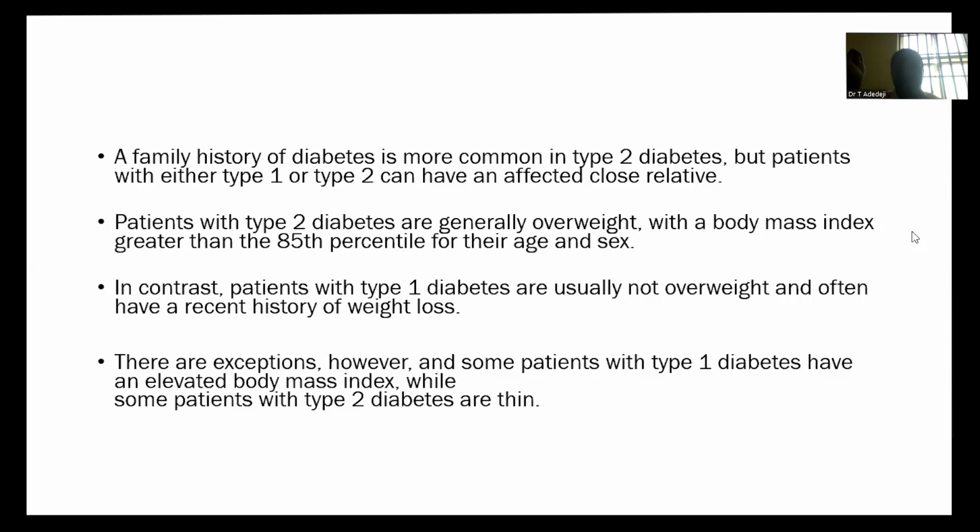Patients with type 2 diabetes mellitus are generally overweight, with body mass index greater than the 85th percentile for their age and sex. In contrast, patients with type 1 are usually thin, not overweight, and usually have a recent history of weight loss. There are, however, exceptions, and some patients with type 1 diabetes have elevated body mass index, while some with type 2 diabetes have been found to be thin, against the norm.